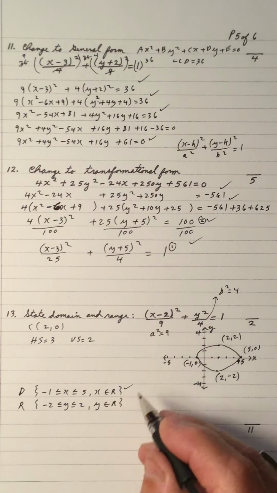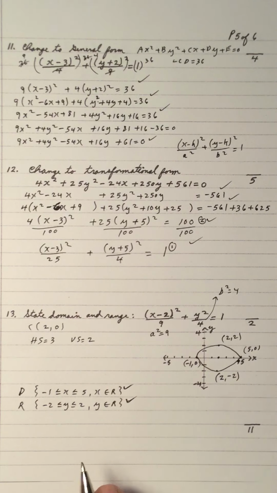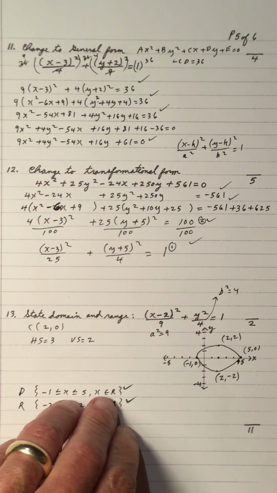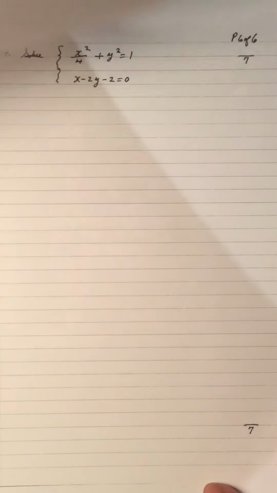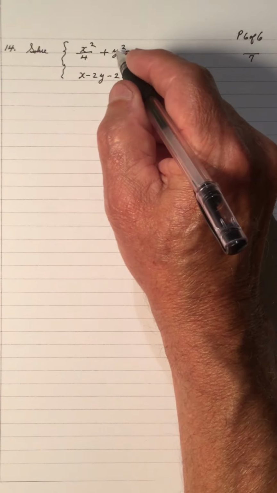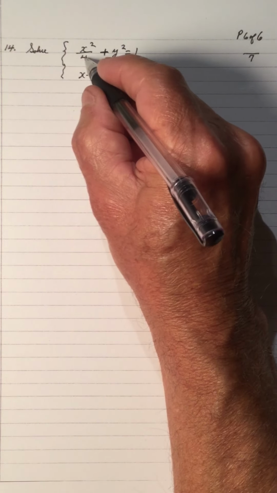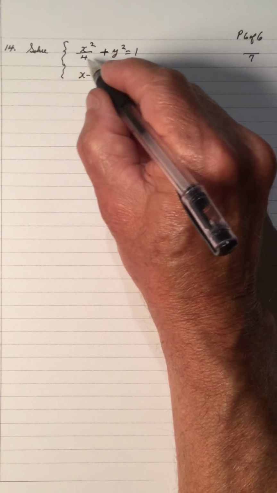So 2 marks if you have this one: a mark for domain, a mark for range. And that gives us 11 on that page. Go to that page. And one more question. Solve the system. And again, we have an ellipse. We got an x squared, a y squared with a plus sign. And the horizontal stretch is the square root of 4, which is 2.